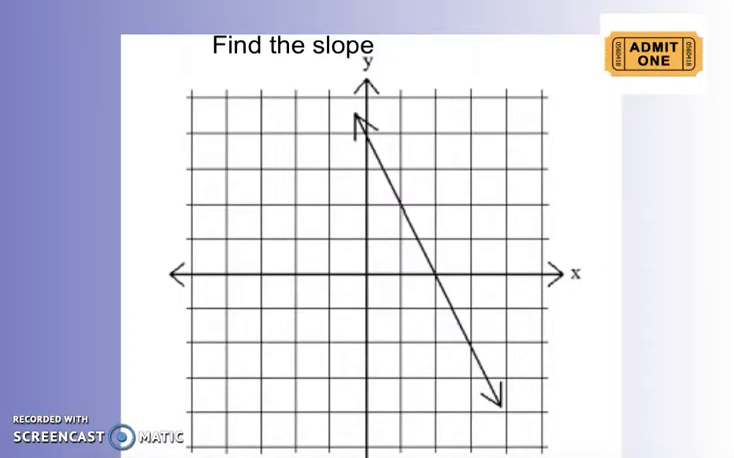At this time, what I want you to do is pick 2 points. And I would highly recommend you pick points that are perfectly on the lines. There's quite a few points that are perfectly on these grids. And then find the slope.